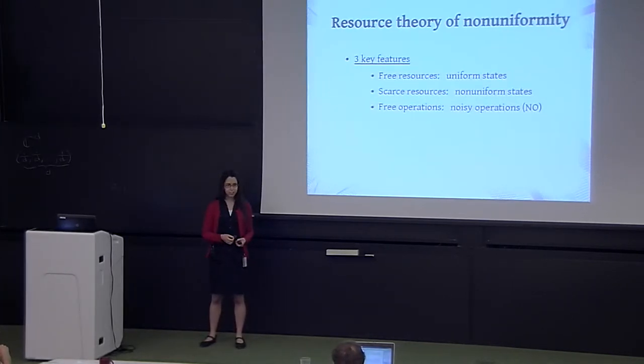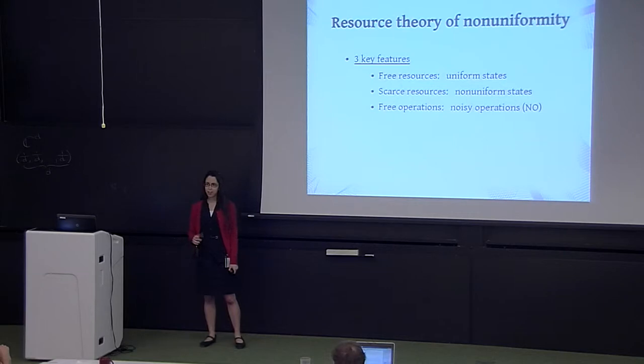The free operations in this resource theory we call noisy operations. They tend to decrease information contents. Each noisy operation consists of up to 3 steps: tensoring on a uniform state, transforming by any unitary, and partially tracing out a subsystem. When we study resource theories, we study transformations.